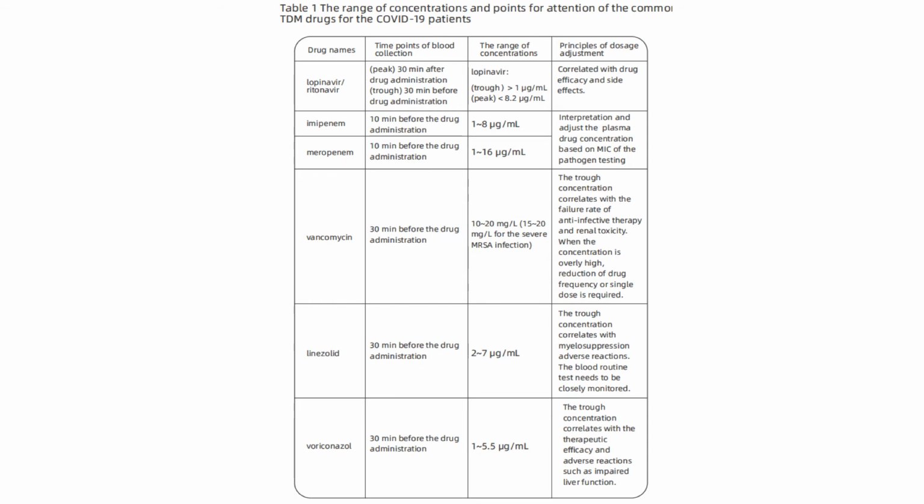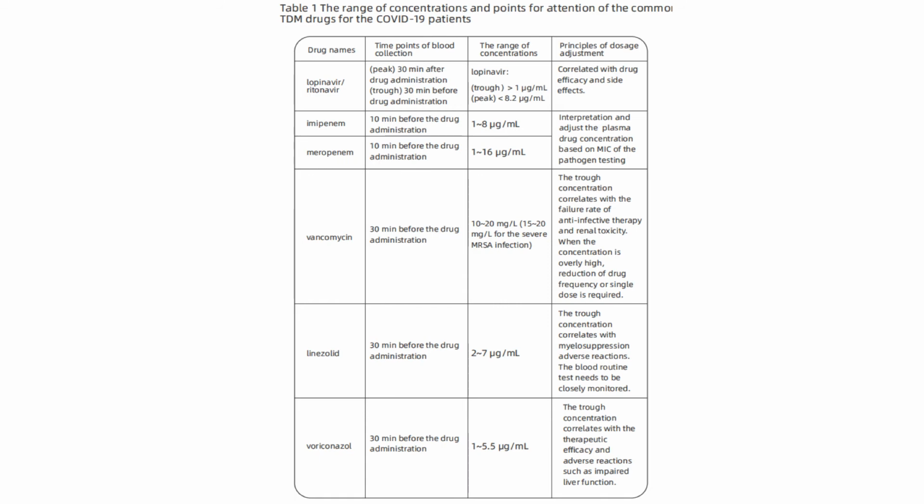For meropenem, you measure the blood level 10 minutes before the drug administration. The range should be 1 to 16 micrograms per milliliter. And the principles for dosage adjustment is to interpret and adjust the plasma drug concentration based on MIC of the pathogen testing.